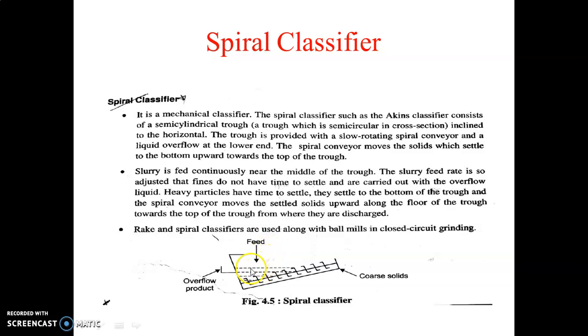The slurry feed rate is so adjusted that the fine material does not have time to settle. Then these fine materials are carried out with the overflow, and the heavy particles are provided time to settle. So these heavy particles are settled here, and this spiral conveyor moves the settled solid material in the upward direction, and from the top of the conveyor that coarse material is discharged. So this is called a spiral classifier.